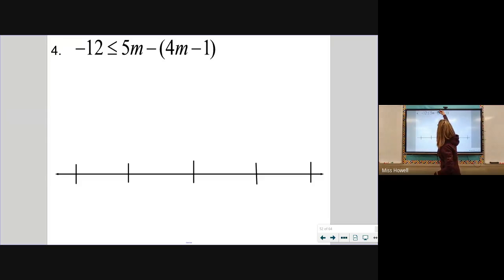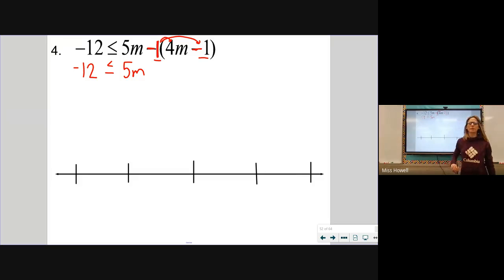Be careful here. This one that is outside our parentheses is really a negative one that's going to have to get shared here to our 4m and our negative one that's on the inside. So be careful with your signs as you distribute. So we have negative 12 is less than or equal to 5m. Negative 1 times 4m will give us a minus 4m. And negative 1 times negative 1 will give us a plus 1.